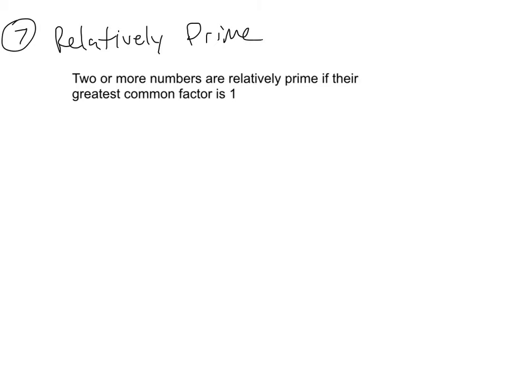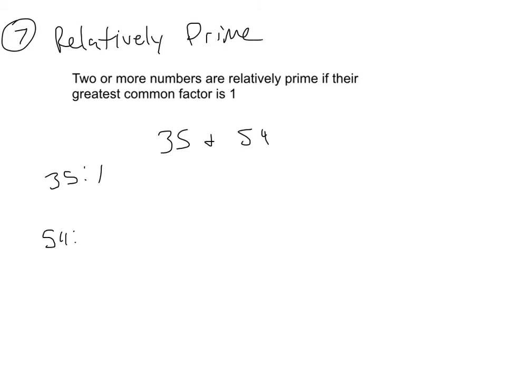Okay, so when we talk about relatively prime, we're talking about more than one number, so 2 numbers, 3 numbers, 4 numbers, 7 numbers, whatever. And they are relatively prime to each other if their greatest common factor is 1. So how about, let's do 35 and 54. How can I tell if they're relatively prime? Well, let's list out the factors of 35 and then 54.